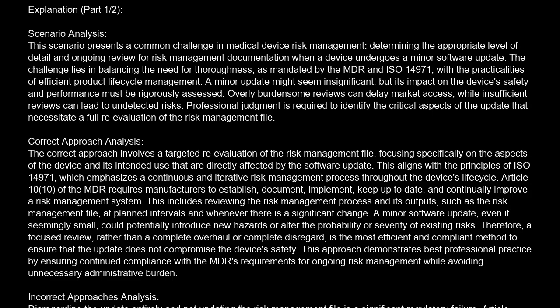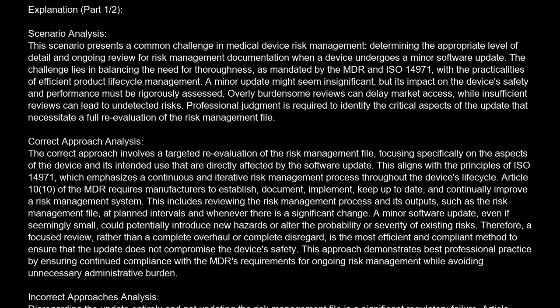A minor update might seem insignificant, but its impact on the device's safety and performance must be rigorously assessed. Overly burdensome reviews can delay market access, while insufficient reviews can lead to undetected risks. Professional judgment is required to identify the critical aspects of the update that necessitate a full reevaluation of the risk management file.